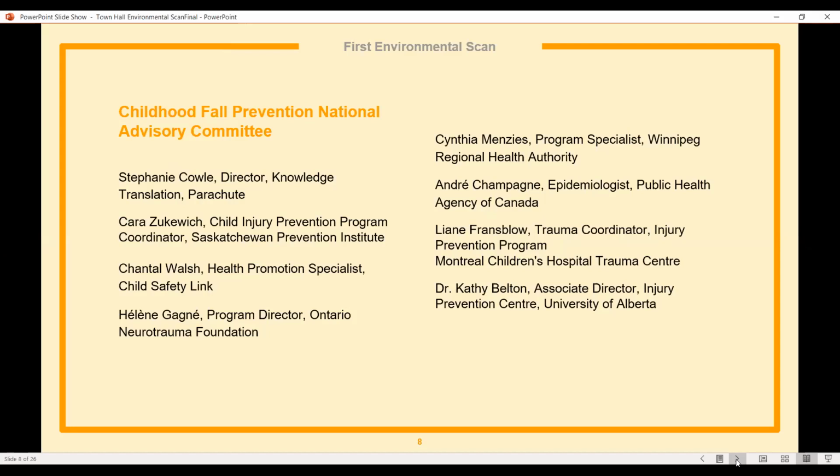So this group, the Childhood Fall Prevention National Advisory Committee, many of the people who are here today as panelists and committee members who are participants at the moment, embarked on the discussion about what the first scan says that maybe we haven't picked up, and what we should ask people about, and what the perspective is of the practitioners who do work in the field. And so that's how we came about having a second scan that would update the first one, but dive a little bit deeper in the context.